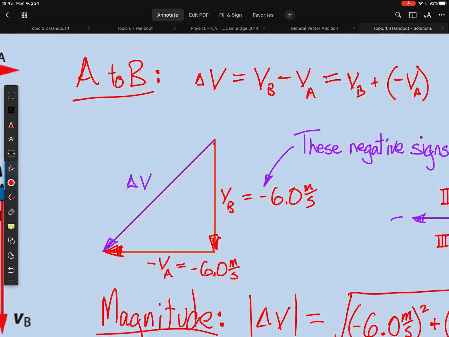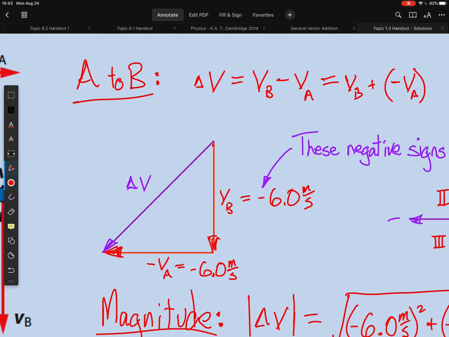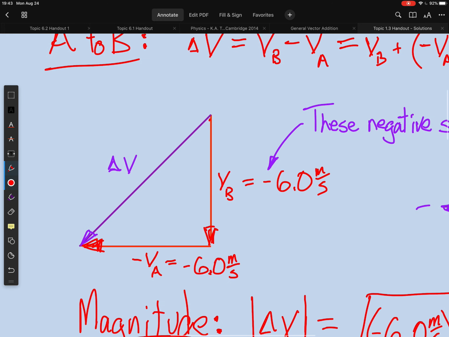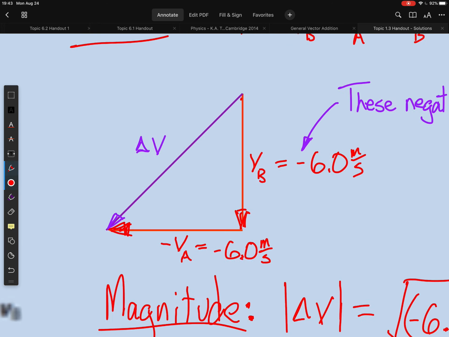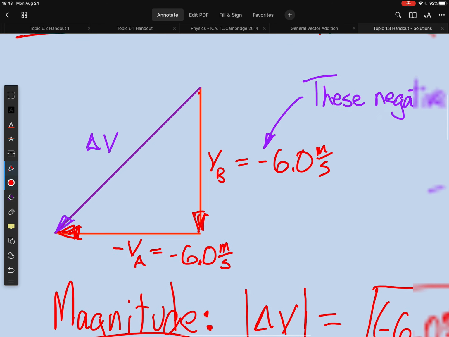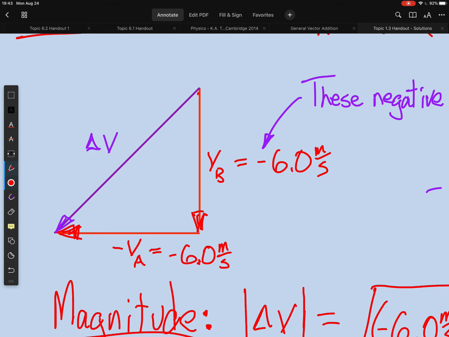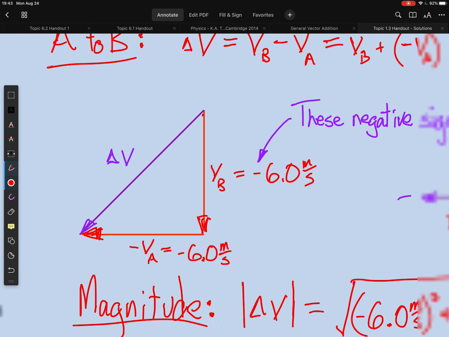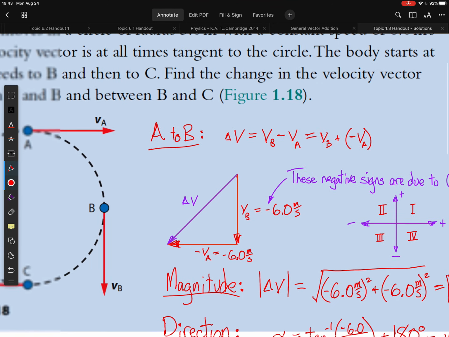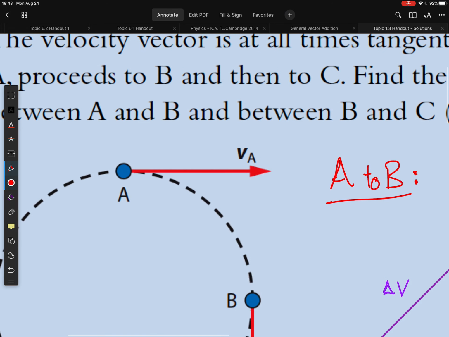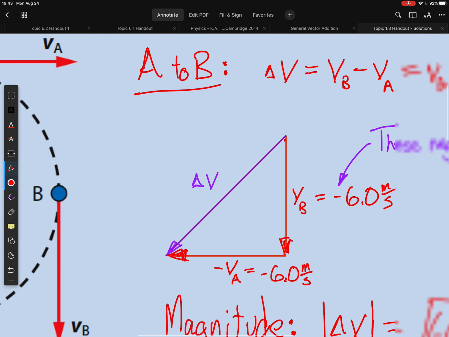Okay, so when I diagram my vectors, it will look something like this. And note that we have tip to tail. So I am adding my two vectors, VB and negative A. I've just drawn negative A here in the opposite direction as my original vector, and that's how that works.